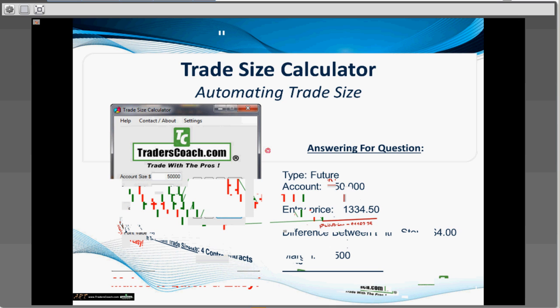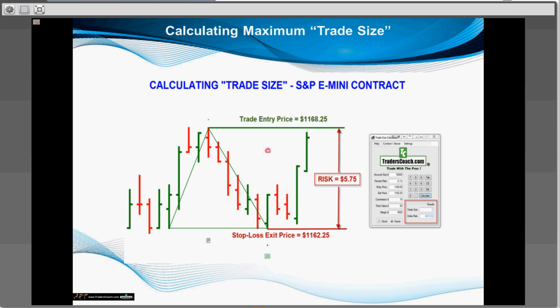Okay, here the risk is higher. It's $5.75. So the key to remember here is that we're keeping the risk a constant. The percent risk is 2% always. What changes in order to keep that risk at 2% is your trade size. So if the distance between your entry and your exit is far apart, the trade size will go down in order to keep the risk a constant 2%.